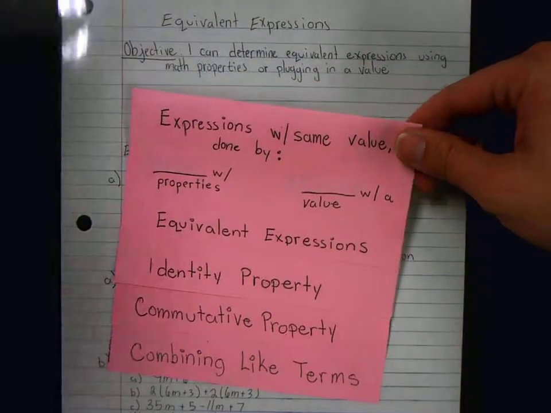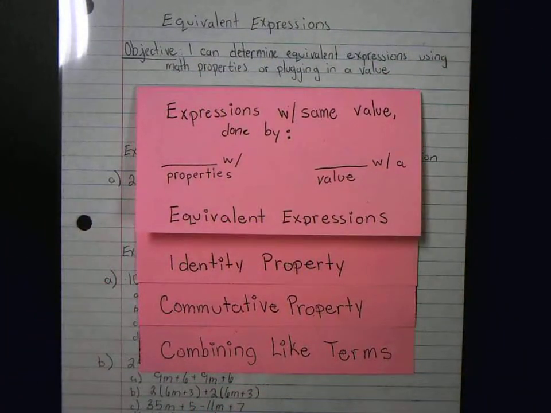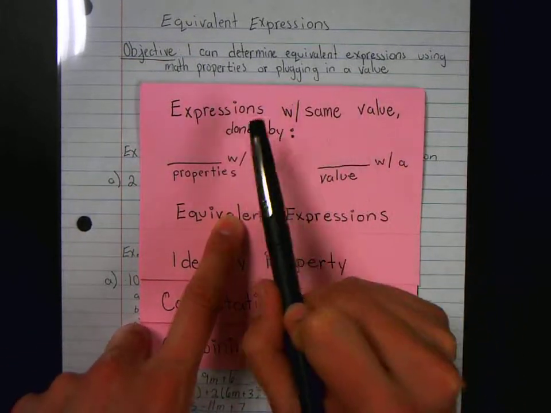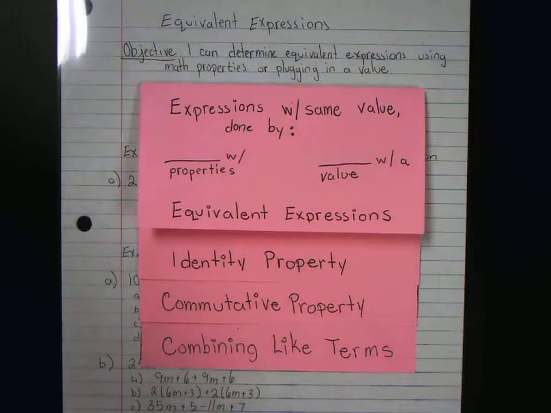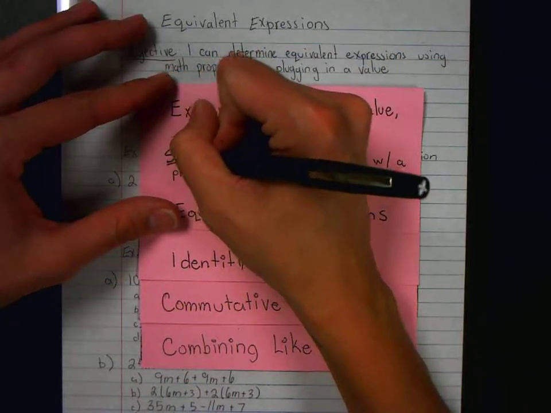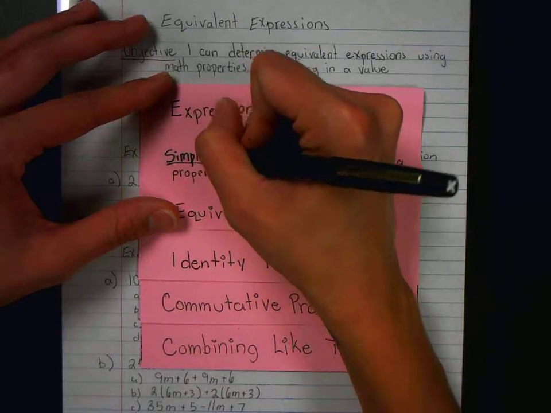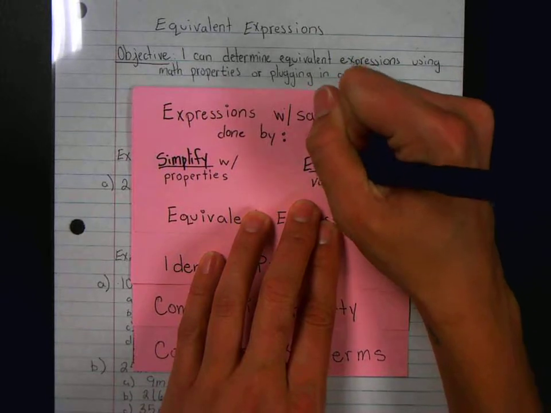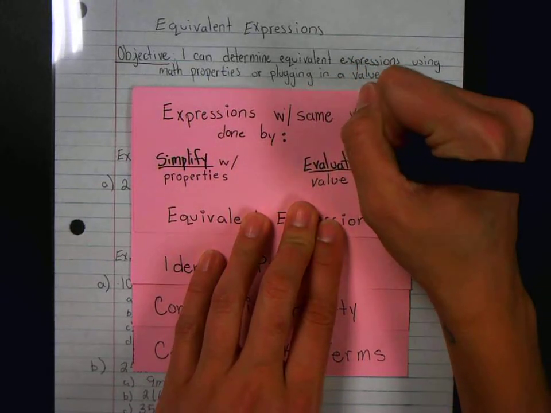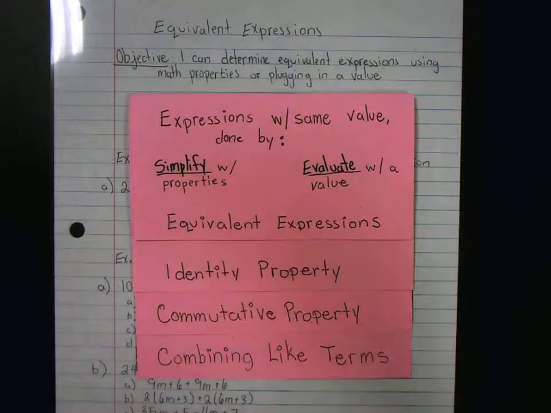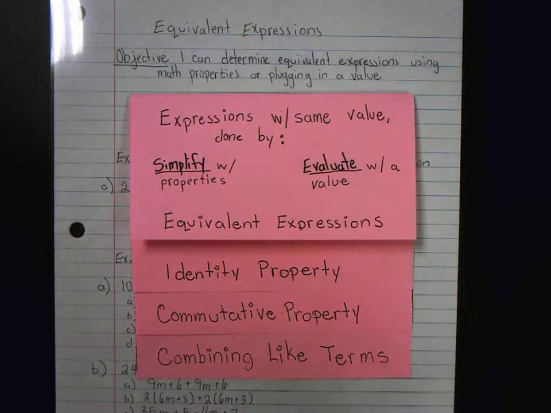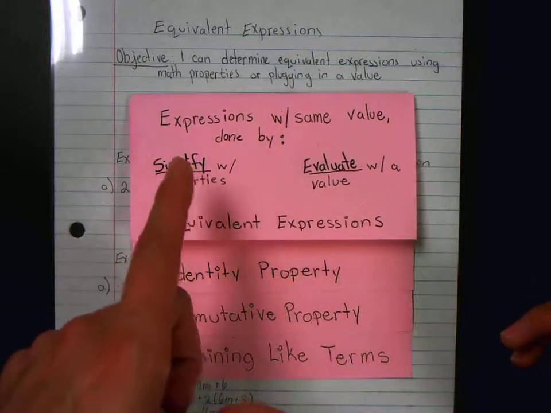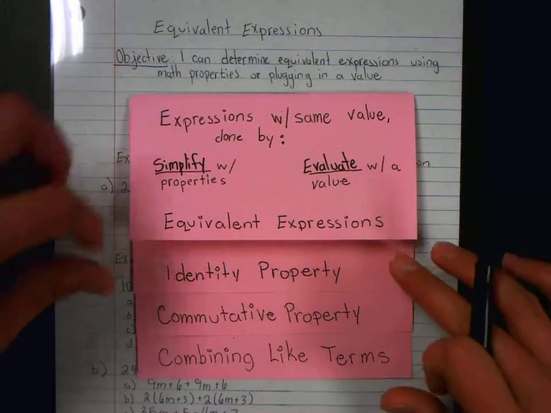So let's fill out our beautiful flip book here. Equivalent expressions are expressions with the same value, and they're done in two different ways. The first one is to simplify with the properties. And the second way is to evaluate with a value. You'll see evaluate a lot. It basically just means plug and chug, or plug it in and solve using order of operations. Today we're mostly going to focus on the properties, and our examples are going to have both simplify and evaluate.